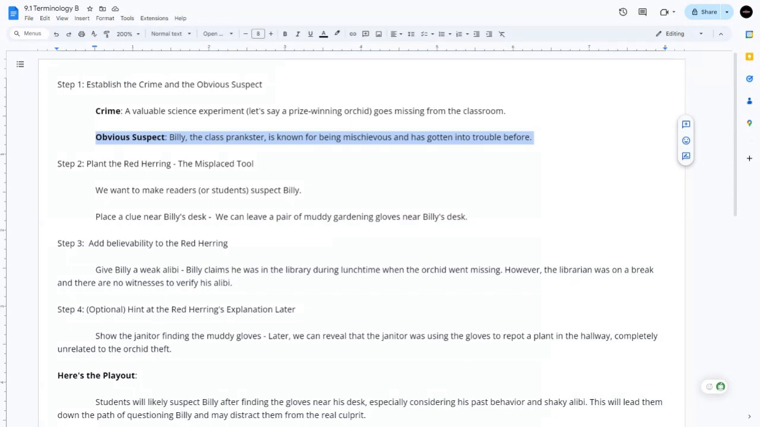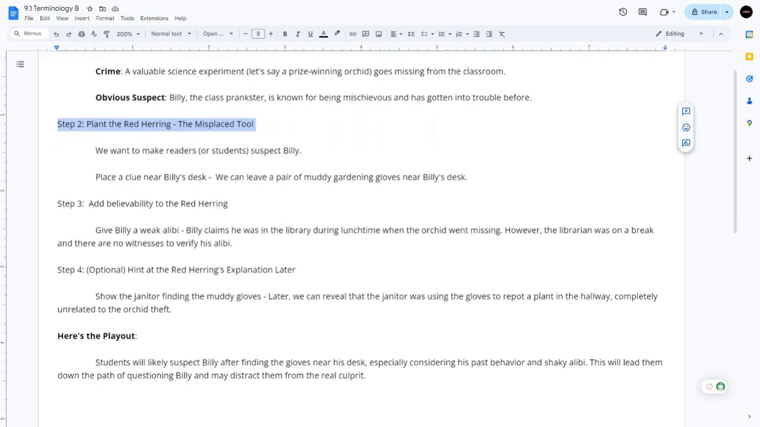All right. Step two, we got to plant the red herring, the misplaced tool. What we want to do here is make readers or students suspect Billy. And here's how we can use the red herring. One of the ways is we place a clue near Billy's desk. We can leave a pair of muddy gardening gloves near Billy's desk. This could be seen as a connection between Billy and the missing orchid, since it might need special care.